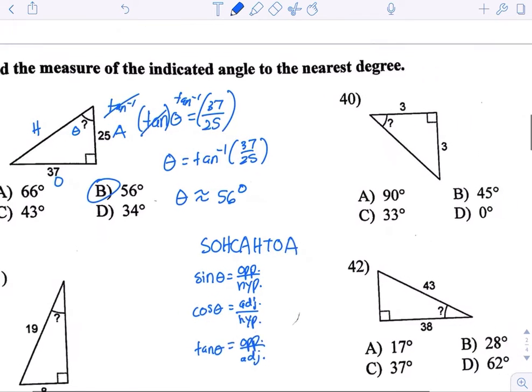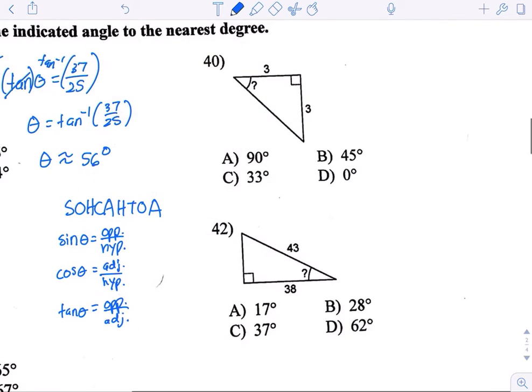Okay, let's take a look at 40. So here's theta, right? Now let's just label everything with hypotenuse, opposite, adjacent. There is information at the A and the O, so the only trig identity that uses opposite and adjacent is tangent. So tangent theta is equal to opposite, which is 3, over adjacent, which is 3. So that's just 1.